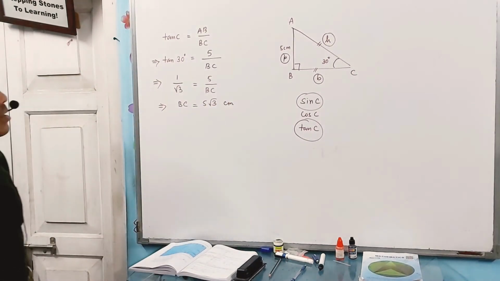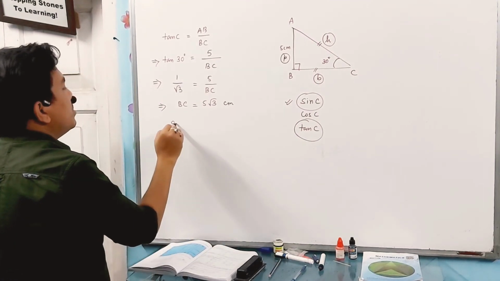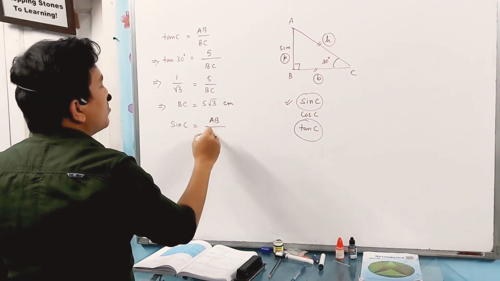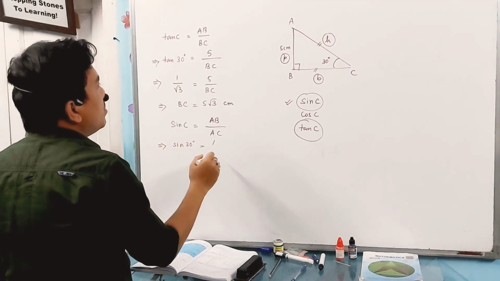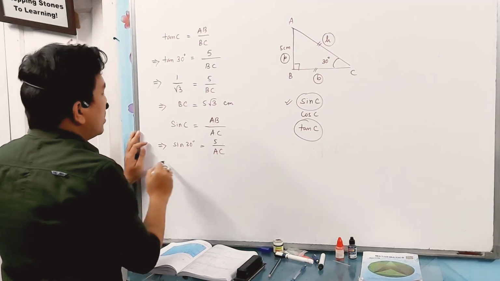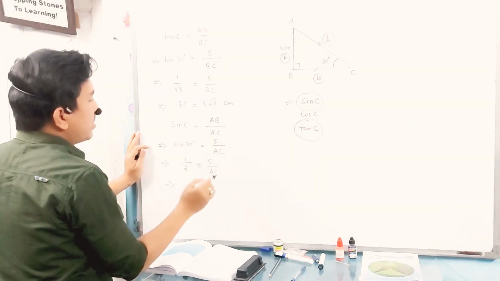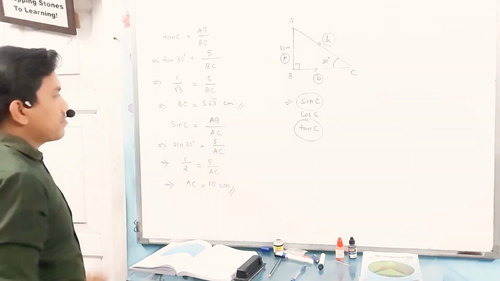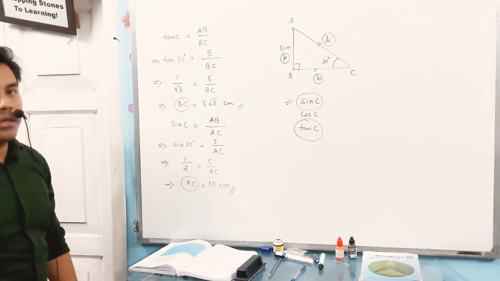Is it clear? Similarly, to find out the hypotenuse AC, what we have to do? We have to use sin C. Sin C will be equal to perpendicular by hypotenuse, that is AB by AC. Again, the value of C is 30 degree. AB we already know it is 5 centimeter. AC we have to find out. Sin 30 we know it is 1 by 2. So when you cross multiply it, AC into 1 will be AC, 2 into 5 will be 10. So we got the value of AC as 10 centimeter. Is it clear? So in that way we got BC and AC.